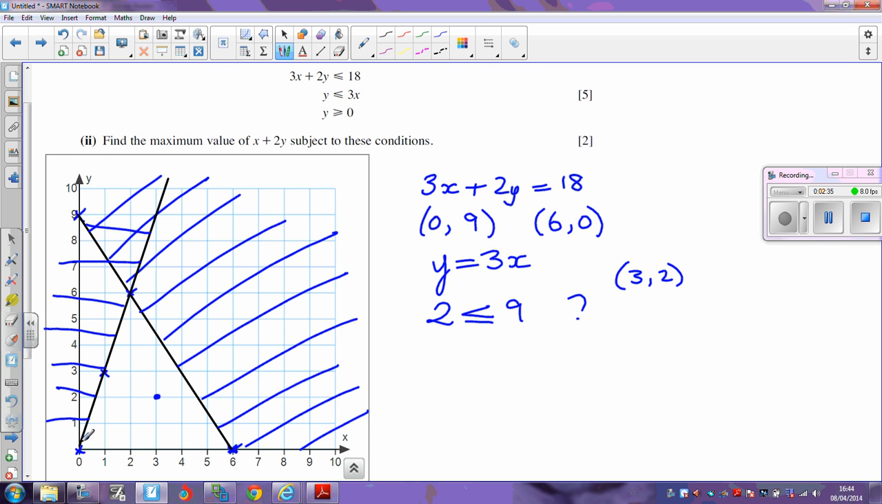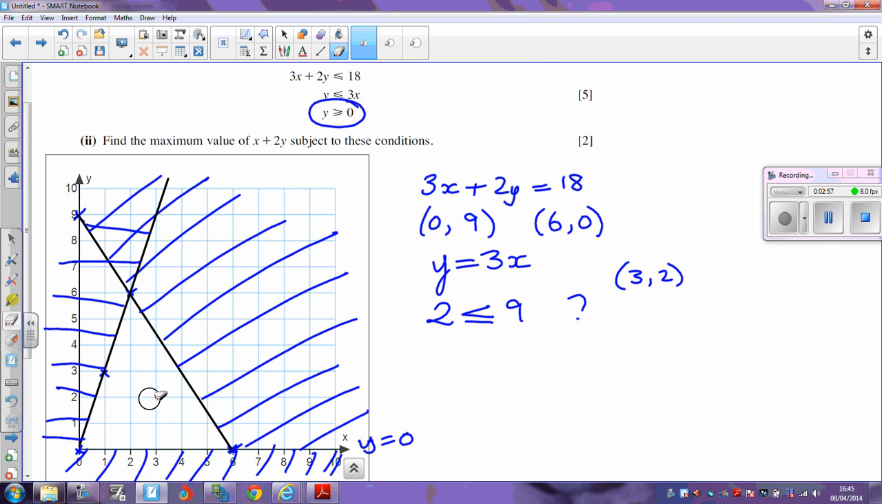Okay, now the last inequality that I have to show on the graph is y is greater than or equal to 0. Well, this is the x-axis, but remember it's also the line at y equals 0. I want where y is greater than or equal to 0, so I want the part which is above the line, which means I can shade out all of this. So my feasible region is all of this. Let's just rub out that little dot.